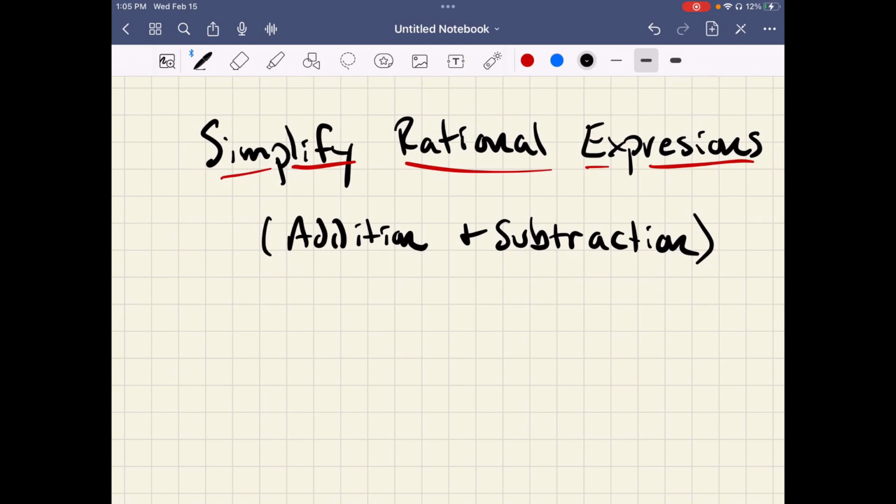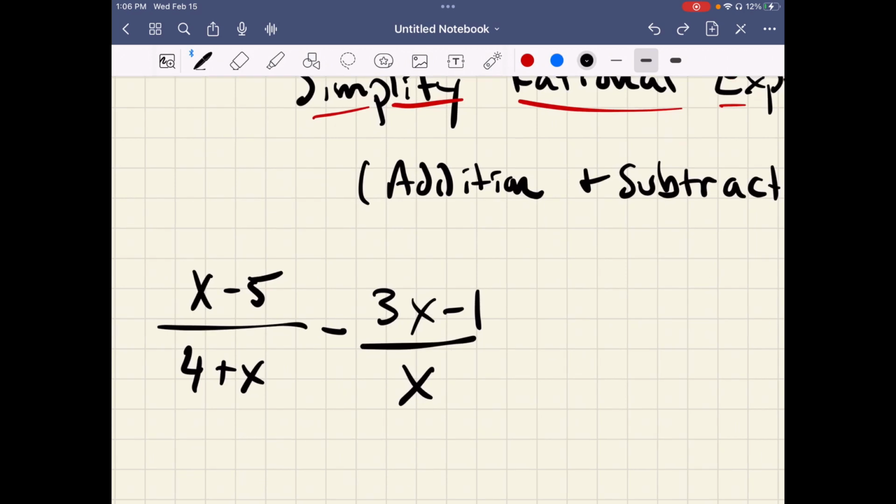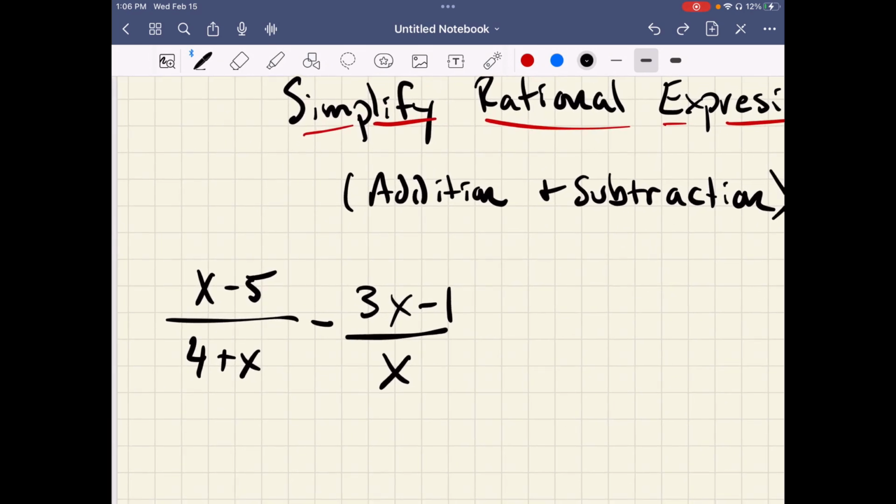Alright, in this video we are going to talk about what it means to simplify rational expressions, specifically with addition and subtraction. And if you remember, a rational number is any number that can be represented as a fraction. So what we're going to look at are fractional expressions. It's going to look something like this, where we have two fractions subtracting one from another.